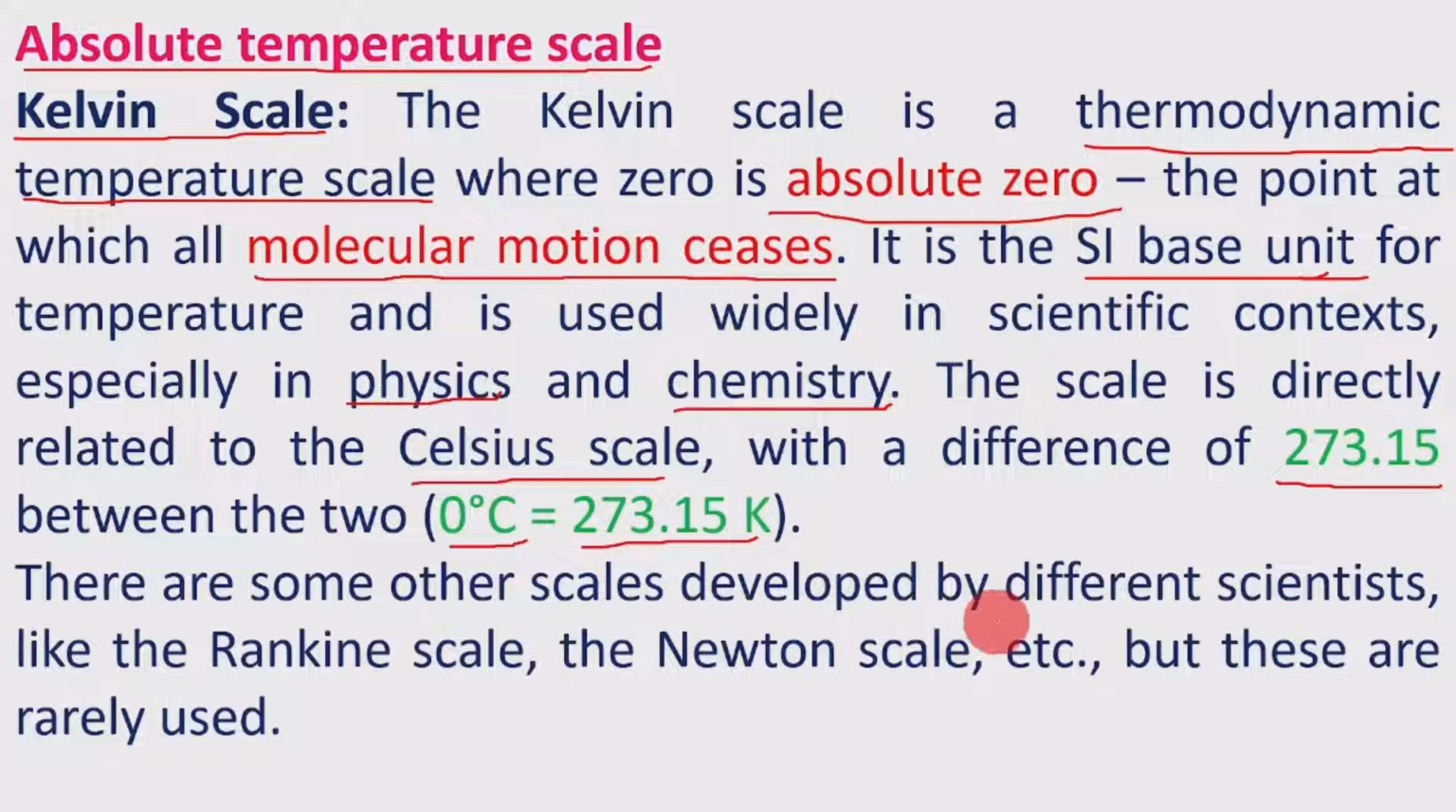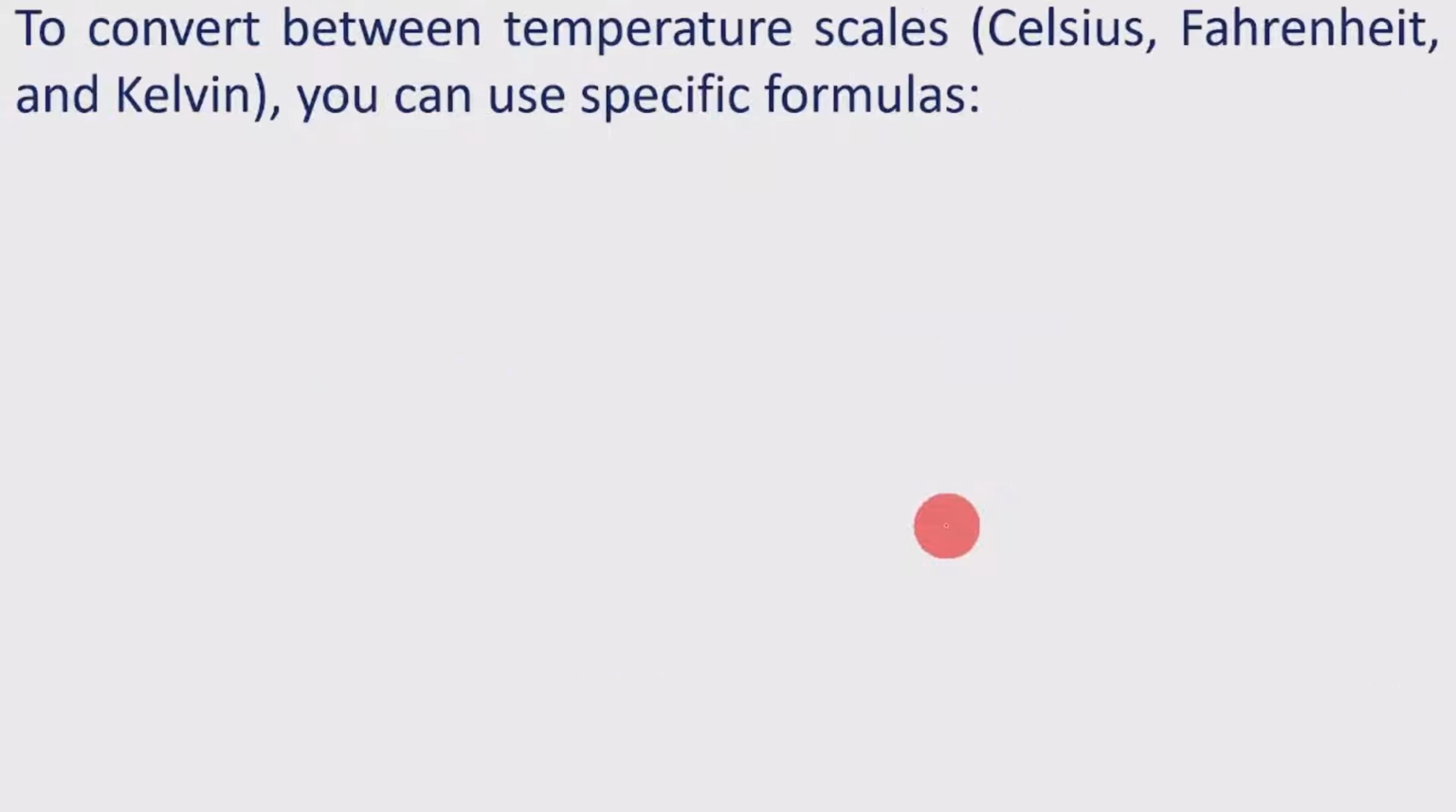There are some other scales developed by different scientists, like the Rankine scale and the Newton scale, but these are rarely used. The first three that I mentioned, Celsius, Fahrenheit, and Kelvin, are commonly used for all scientific calculations, and the other scales are rarely used. Now we will move to the comparison between these three temperature scales.